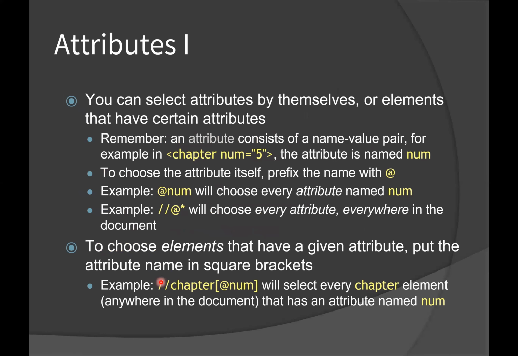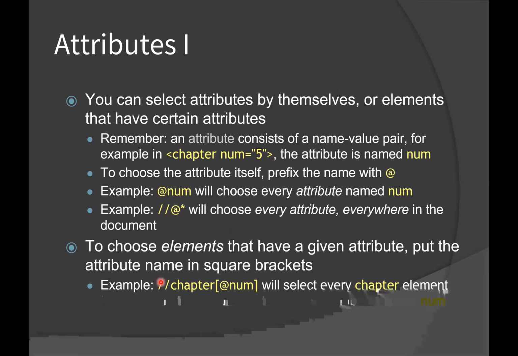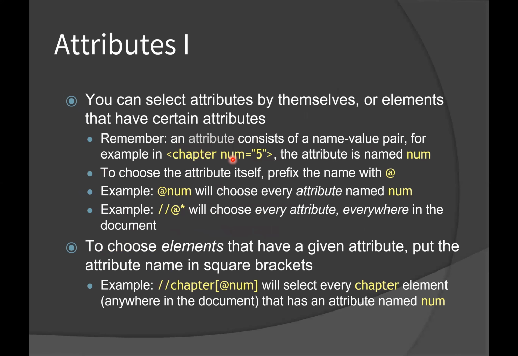Certain times we can go with the attributes as well. Now, attributes is something like this. If I have a chapter, I can have an attribute which is called number 5. In that case, I can say if I want to know all those elements which have an attribute, this will give you every element that has an attribute. The next one is I want to get all the chapters which have an attribute called num.